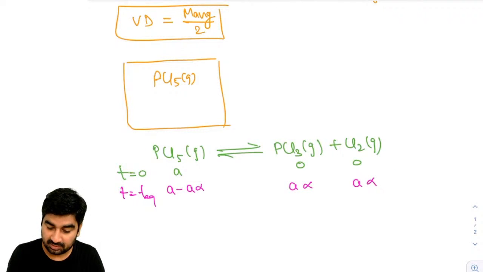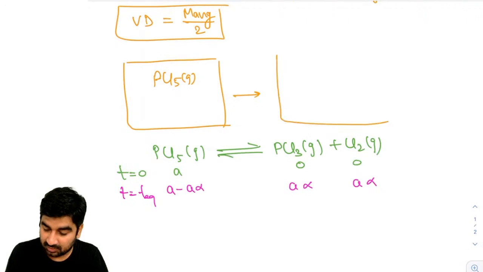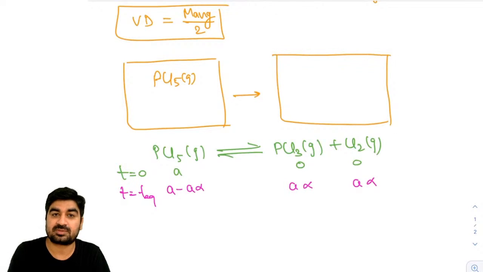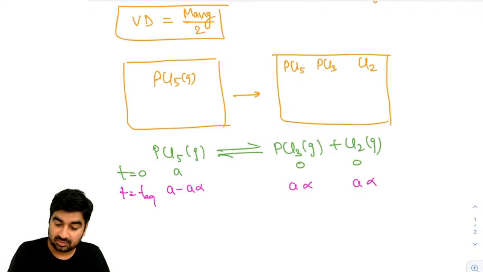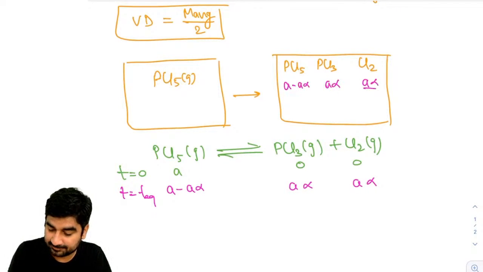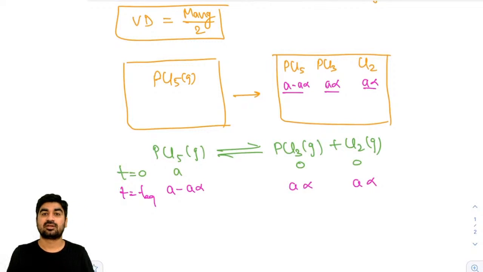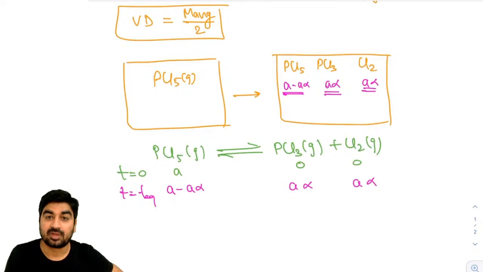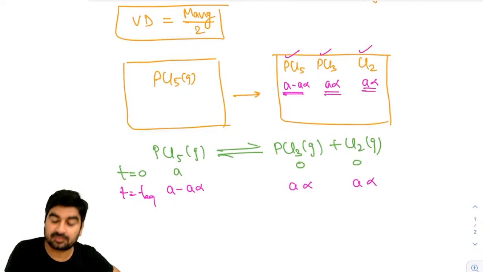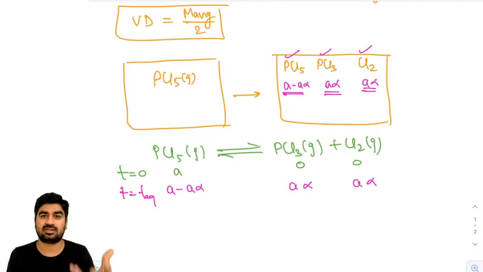So what will happen here? When equilibrium has been achieved, you will have BCl5 gas, BCl3 gas, and Cl2 gas. So you will have A minus A alpha, A alpha, and A alpha. All three gases are there: BCl5, BCl3 and chlorine.